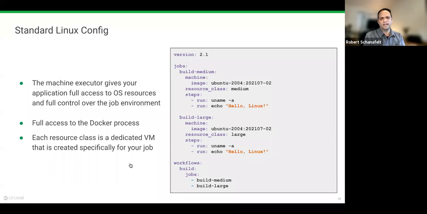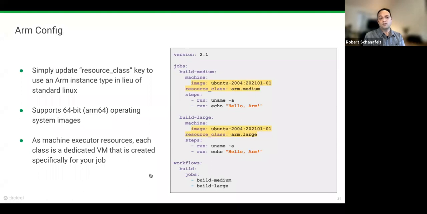But what does it look like to actually use ARM? Is this a big process? Is it something really difficult? Well, it's not. The only thing you need to do is change your resource class. In this case, you see it's arm.medium and arm.large to use ARM resource classes. And I'll also point out that your image needs to change too, obviously, because you want to run an ARM64 operating system image on your ARM hardware. So again, this supports ARM64 operating system images.